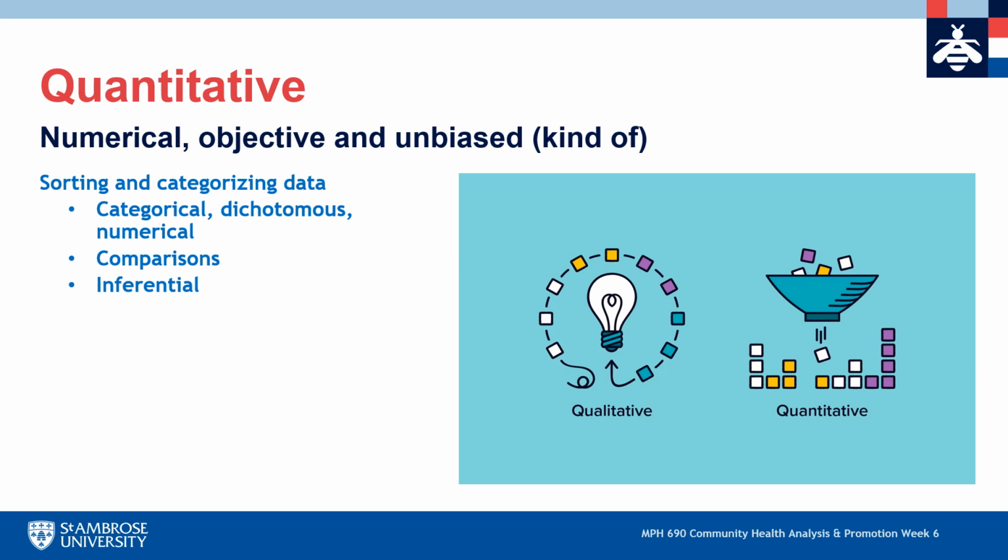Usually it's numerical, objective, and unbiased, kind of, but depending on what questions and what you're measuring, everyone has to make a decision around what to measure, so that creates some bias. It's linked to sorting and categorizing data. Variables are usually looked at as categorical. They can only be in one group, dichotomous, yes, no, just two options, or numerical, which could be more of that continuous 0 to a million, depending on what you're doing. It's looking at comparisons, mean, mode, median, frequencies, percentages, and it's also looking at inferential, which means that X produced Y.